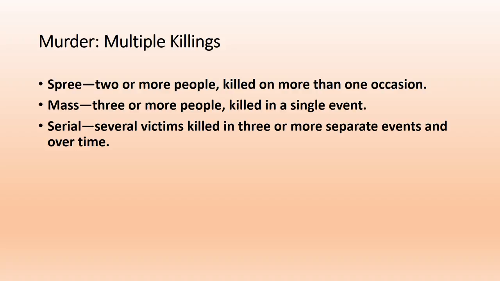Then we have serial killings. These are several victims killed in three or more separate events and over time. And what they mean by over time here is a cooling off period, such as weeks, months, or sometimes years. And the FBI has put this at three or more victims over time.